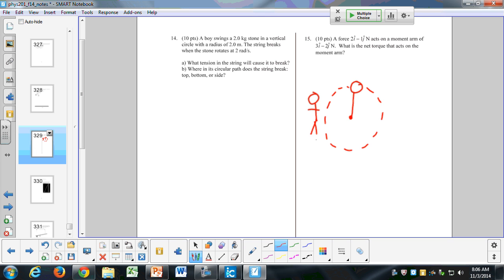And we want to know what tension in the string will cause it to break, and then where in the circular path does the string break, at the top, bottom, or side. You start with the second question rather. Where in the path would the string break? Would it break in the top, in the bottom, or on one of the sides? Whereabouts would it break? Where would the force be greatest?